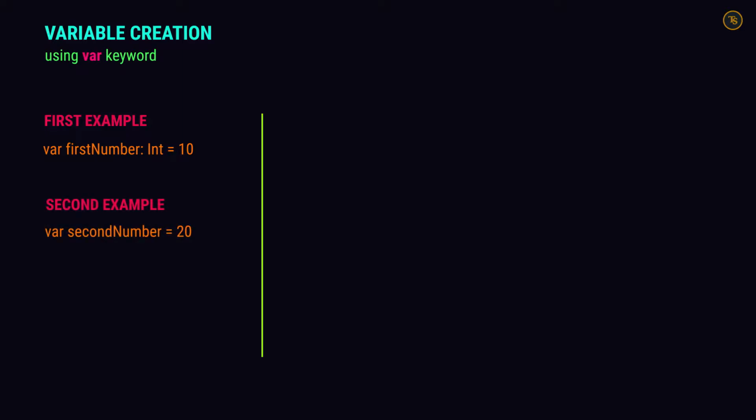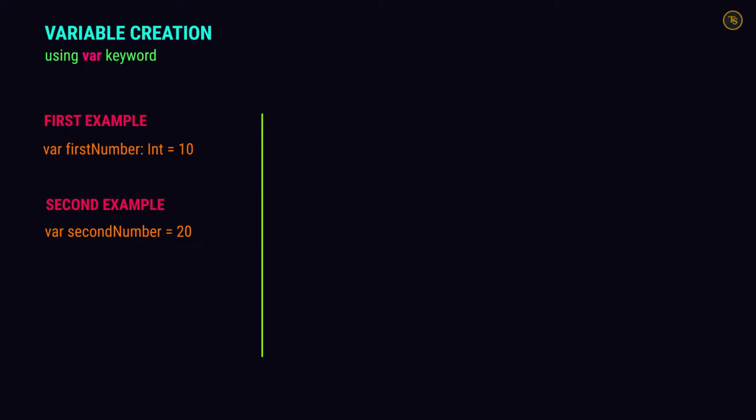Let's see another example. In Kotlin, you can also define the variable like this. If you notice, we have omitted the colon and data type, which is perfectly valid in Kotlin. If you don't define any data type for the variable, then Kotlin automatically assumes the data type based on the value we assign to that variable. For example, here Kotlin will automatically assume that this variable is of type integer.